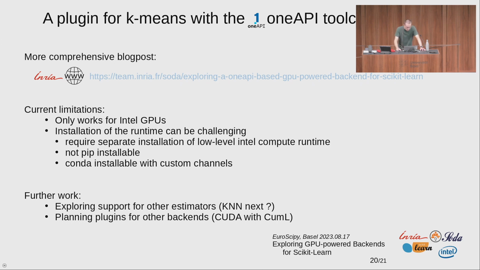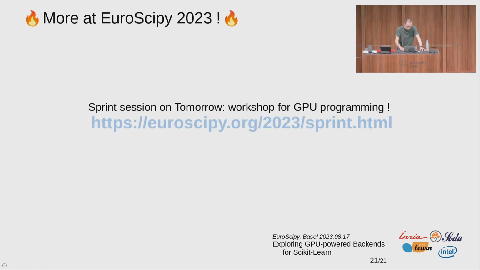You can have more information about the project following our blog posts. We plan on doing further similar work around the plugin system. So exploring support for other estimators with low-level implementation, maybe k-nearest neighbors, but also creating other plugins with other software dependencies, for instance, a plugin for CUDA that would have calls to QML.